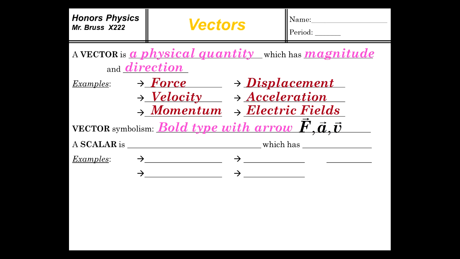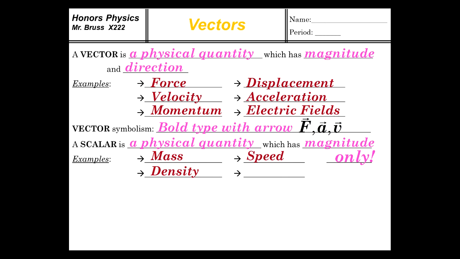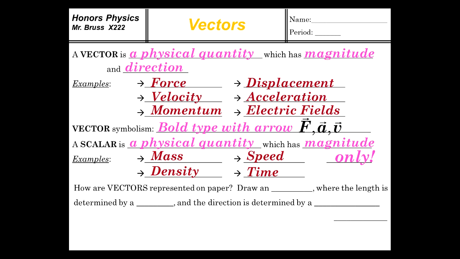Now, a scalar, as distinguished from a vector, is a physical quantity. Aren't you glad it's a physical quantity? With a magnitude but no direction. Magnitude only. Examples of these would be mass, density, speed, time.